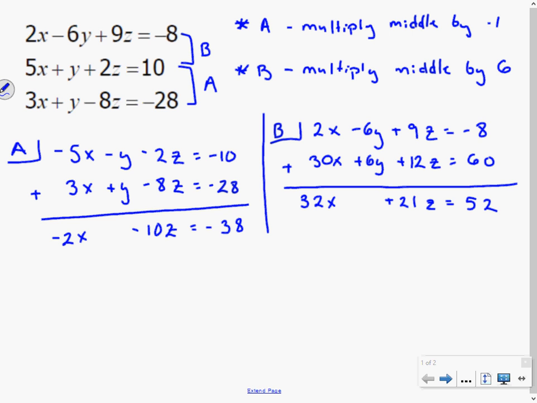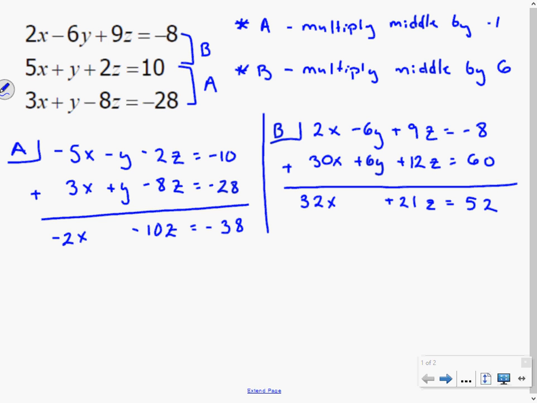Now, remember, the point of this is to be able to create a two-variable system. In this case, our two-variable system is going to be made up of this A and B equation that we just found, with just x and z left. And then it's just algebra 1. We've got a two-variable system, and we're going to do elimination one more time to actually be able to solve.